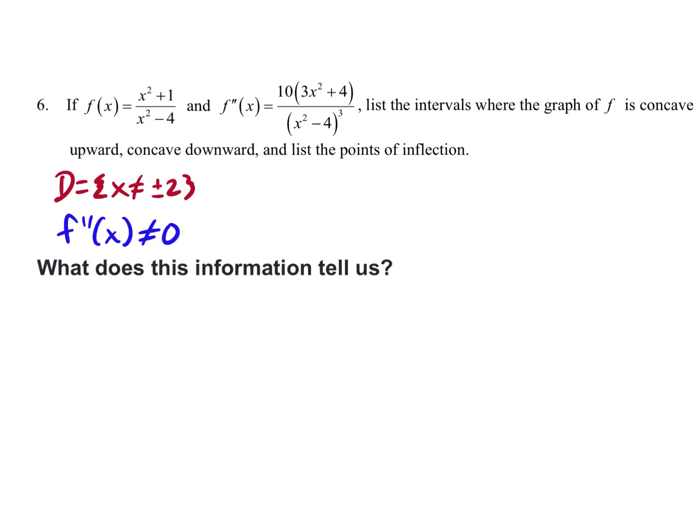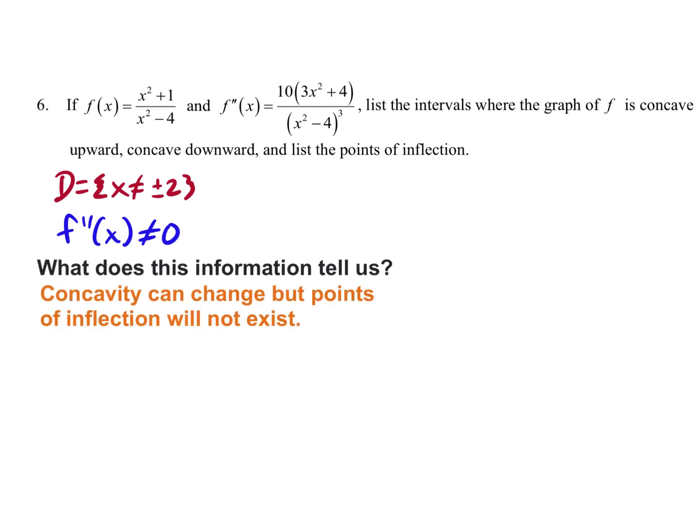If there are no critical values that we look at for possible points of inflection, because the second derivative cannot equal 0, there are no possible points of inflection. That's what this information tells us. The concavity can still change, but the points of inflection aren't going to exist because of that situation. That's why I wanted to do this problem.